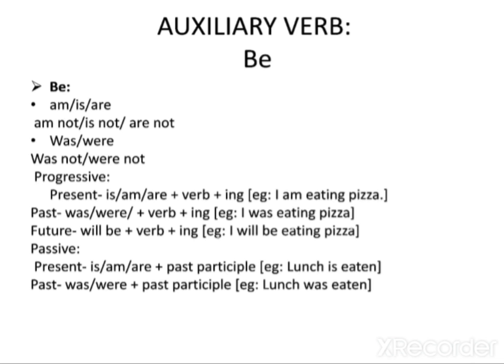In this one, we are simply going to use the verb will. So, in this one, we have will be plus verb ing. For example, I will be eating pizza. This tells us what's going to happen in the future.